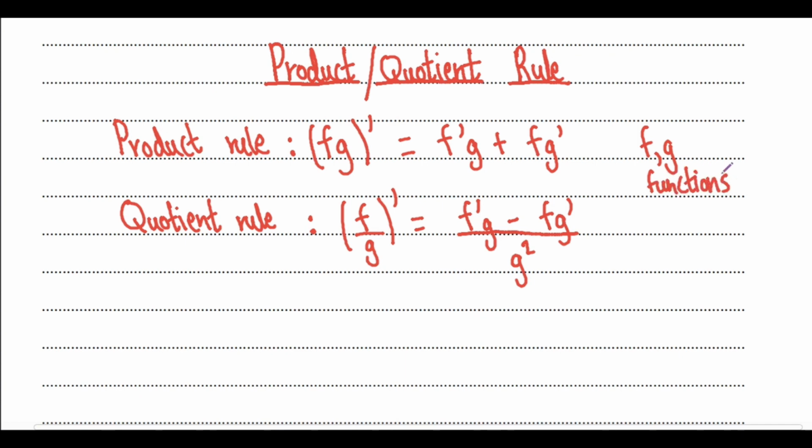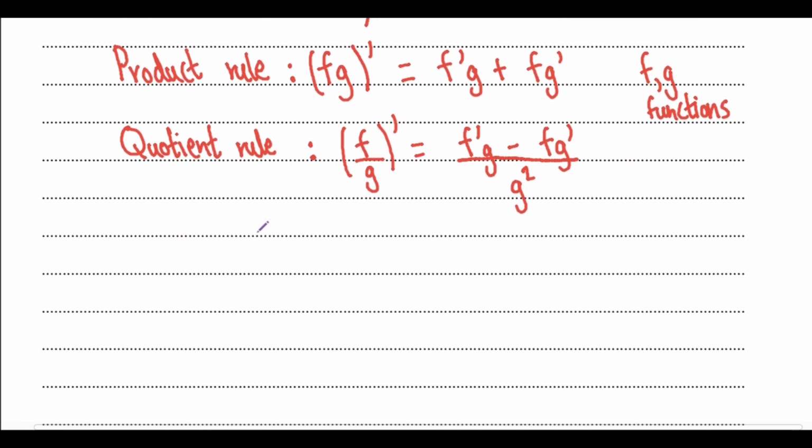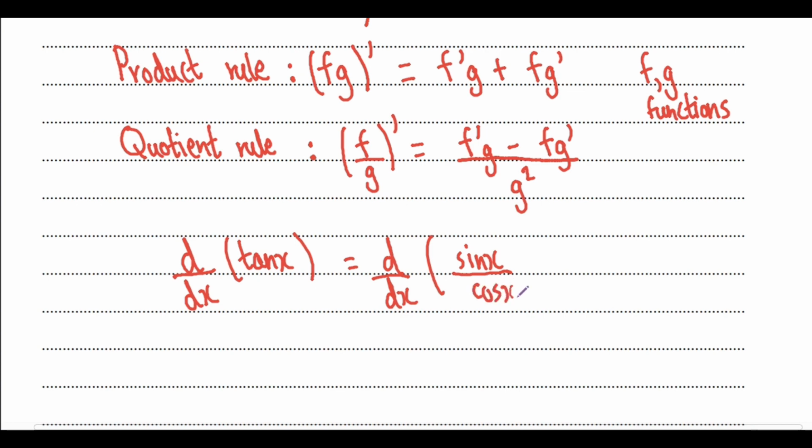That's it. So let's look at the quotient rule first, and let me show you why the derivative of tan of x is equal to the secant squared of x. Let's see why that's true, because I did promise we would see it in one of the videos. The derivative of tan of x is the same as taking the derivative of sine of x divided by the cosine of x, right? That's pretty simple. Well, we can use the quotient rule now.